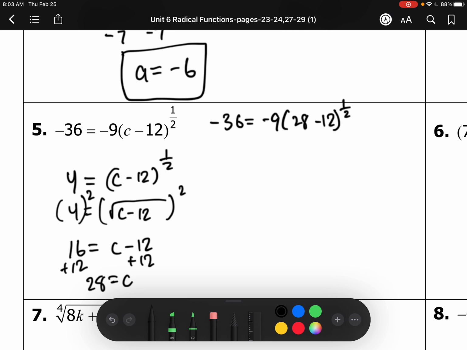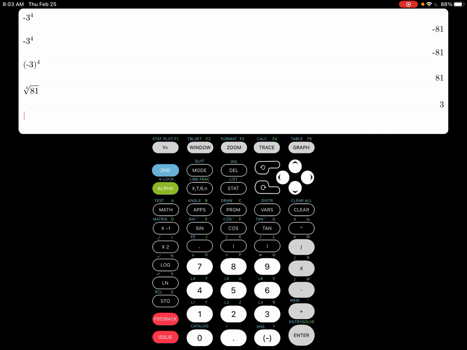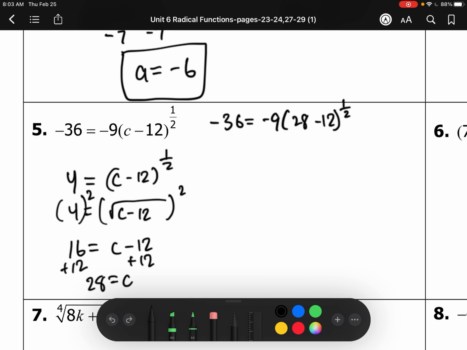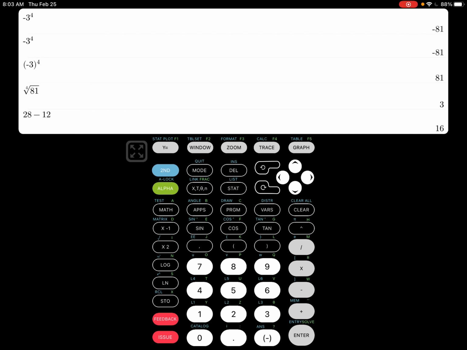Let's go ahead and check this out. I'm going to use my calculator to do this side. I have 28 minus 12 times negative 9. Remember, I'm following order of operations, raised to the power 1/2. So I'm going to do 28 minus 12, which is 16, raised to the power 1/2. 16 raised to the power 1 divided by 2, or you could do 0.5. I'll show you, 16 raised to the 1/2, 16 raised to 0.5. Same thing, it's 4.